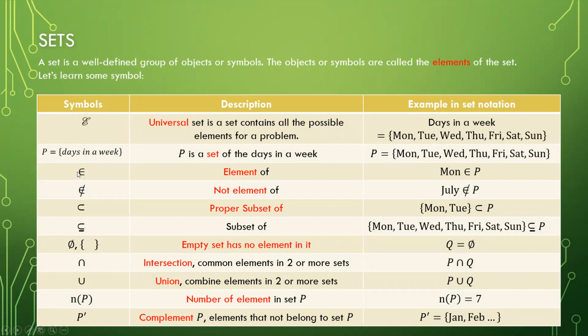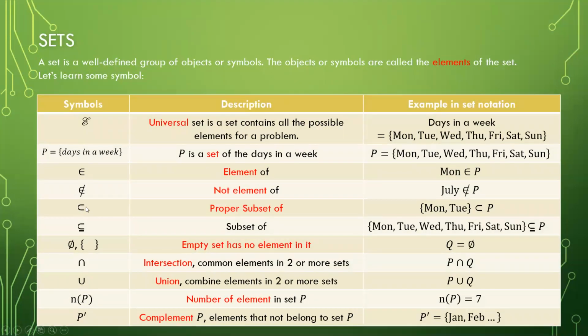When you have a symbol like this, it's called element of. So from here, I can say that Monday is an element of P, or Tuesday is also an element of P, and so on. If you have a slash here, it means not an element. Let's say July does not belong to P. July is a month, not a day, so it does not belong to P.